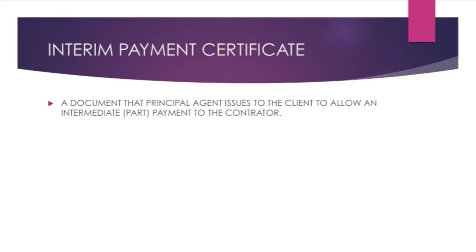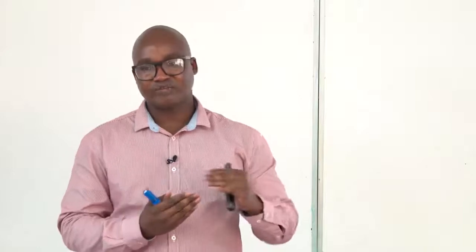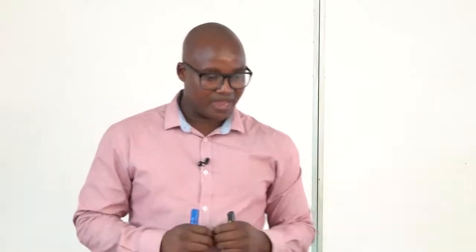The next slide is the interim payment certificate. The interim payment certificate is a document that the principal agent issues to the client to allow intermediate payment to the contractor. We cannot just decide today and say we are going to pay the contractor. There must be a document in place that allows us to pay the contractor. That document, we call it the interim payment certificate, and it has to be prepared prior to the issuing of the money, if you can allow me to put it like that.